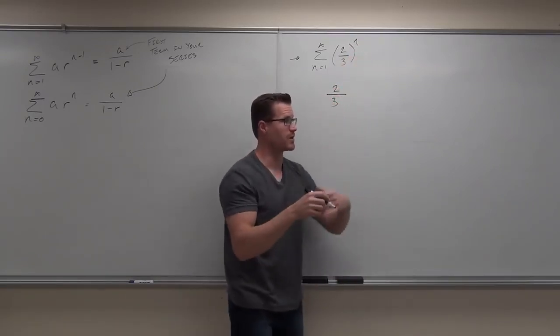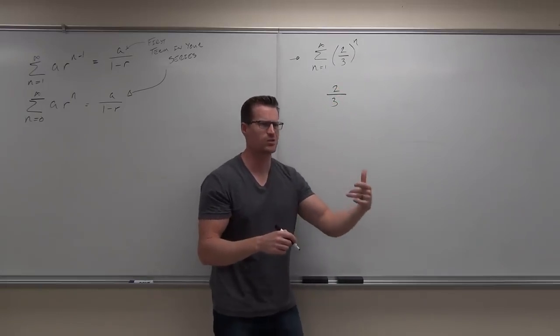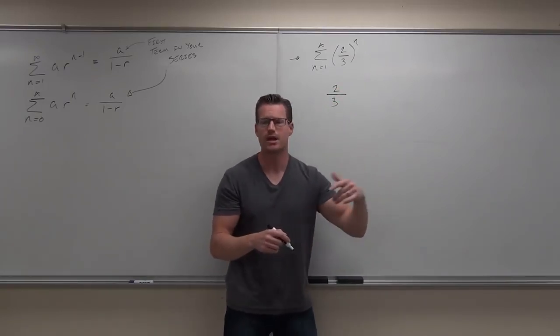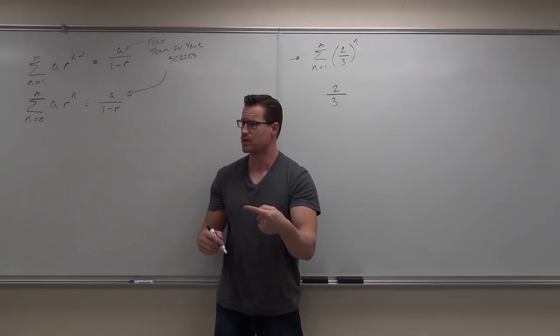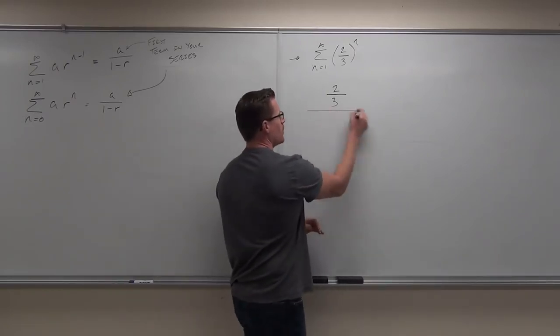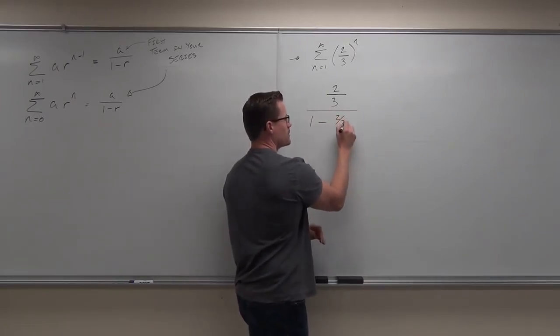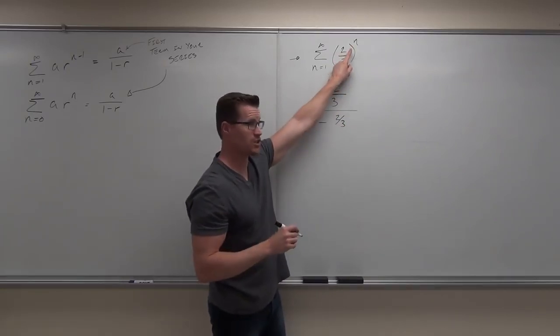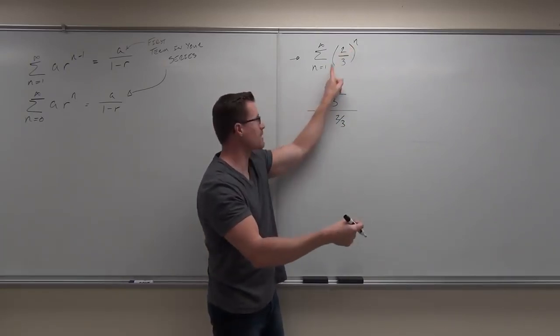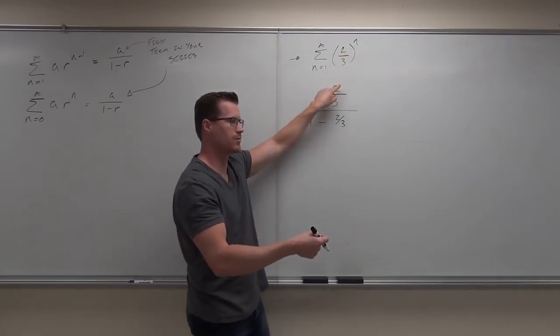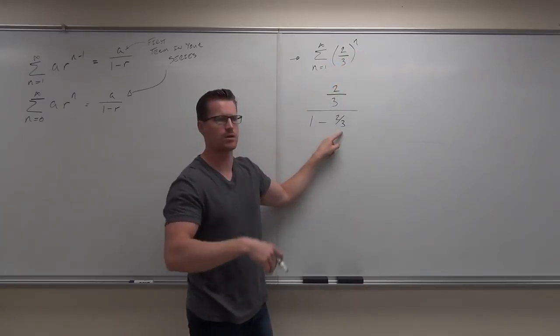Notice how 2/3 would be my first term in my series. If I were actually to do this, right? I'd plug in 1, then I'd plug in 2, then I'd plug in 3. 2/3 would be the very first one, wouldn't it? 2/3 over 1 minus 2/3. You just take the first term. You actually do the work. Plug in whatever this index is. Take the first term, 1 minus whatever your r is.